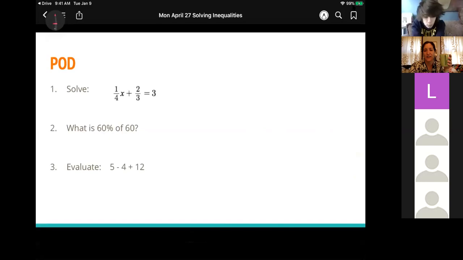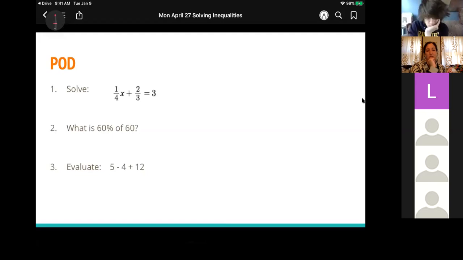Who has an idea of how they would just get this problem started? You don't even have to do the whole thing. What would you do to get number 1 started? Common denominator. You could do common denominator. That'd be one way to do it. Yeah, so you could make the denominators all 12. You know what? Let's do that. Let's make all the denominators 12.